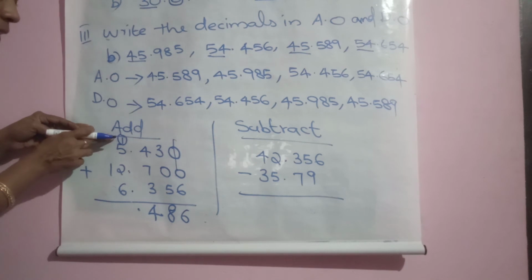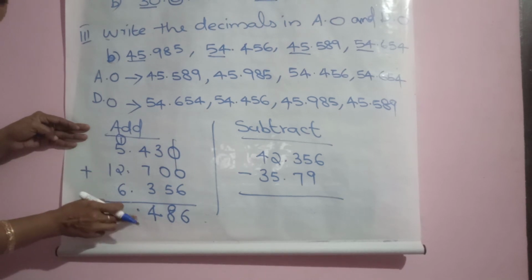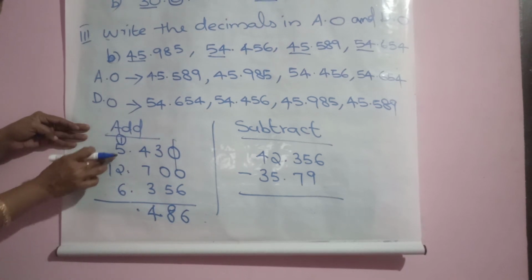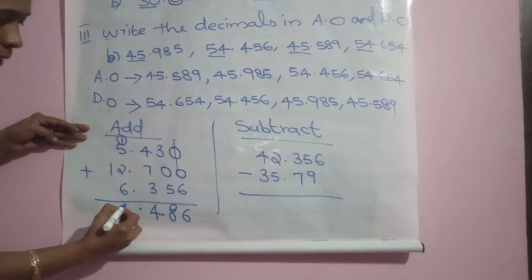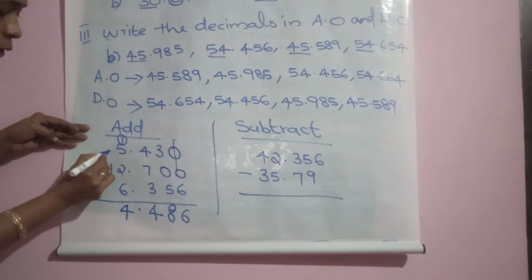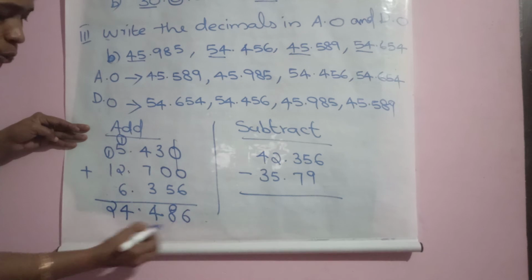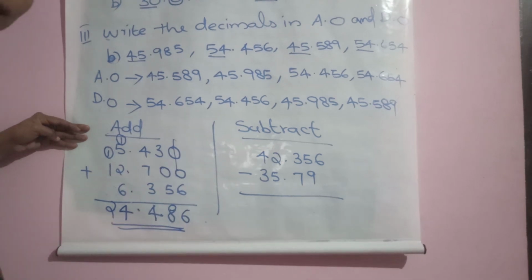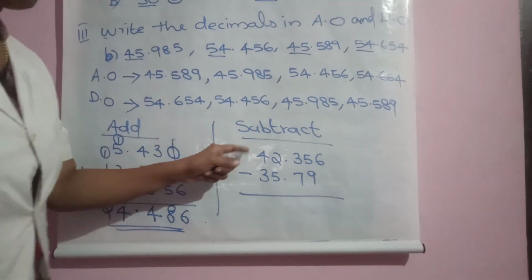Carry over 1 to this column and keep the decimal here itself. Then add again. 1 plus 5, 6. 6 plus 2, 8. 8 plus 6, 14. Carry over 1. So we have 24.486 as our answer. Then the subtraction case also.